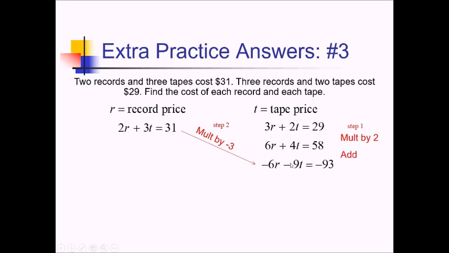Adding these equations together, the 6Rs cancel. 4T minus 9T is -5T. And on the right side, 58 minus 93, that's going to be, let's see here, -35, yep. And then if I divide both sides by -5, we end up with T equals 7, which means the price of a tape is $7. These must be like 1980s prices or something.